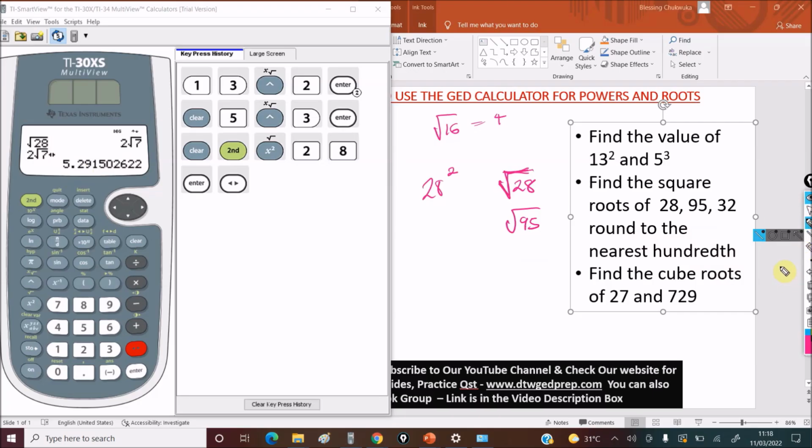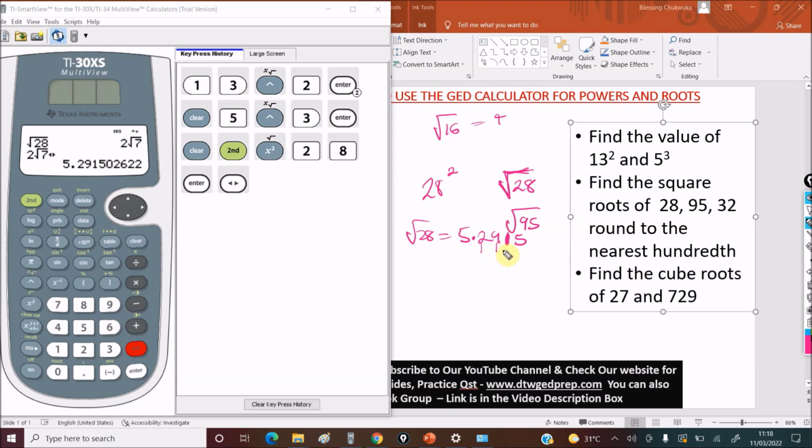So let's try to round this. So for 28, it says 5.2915. I think we can stop here. To the nearest 100, what's the 100 value after the decimal point? This is the 10th value. This is the 100 value.